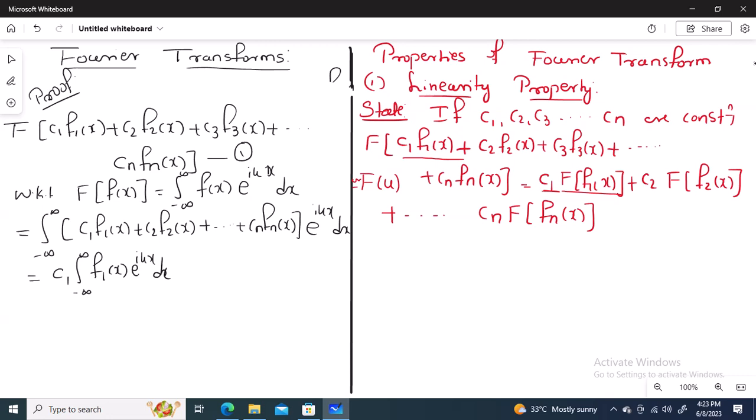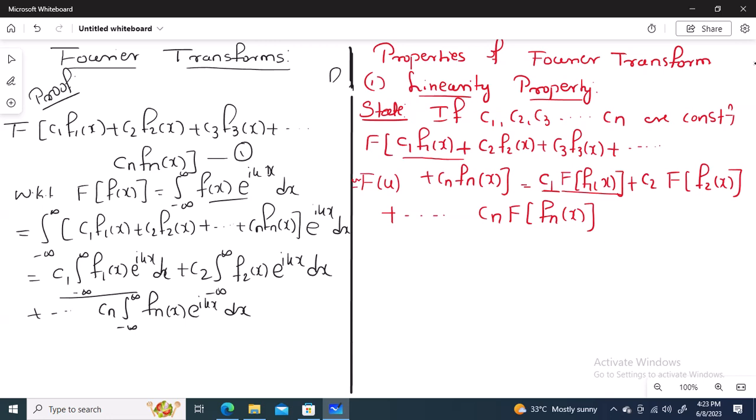plus c2. I'll consider the second term into this. So integral minus infinity to plus infinity f2 of x e power iux dx dot dot dot. I'll write for the last term cn into integral minus infinity to plus infinity fn of x e power iux dx. Now you just compare this term with this term.